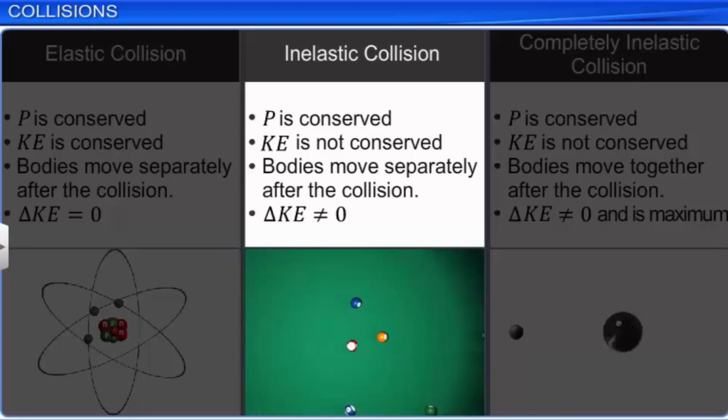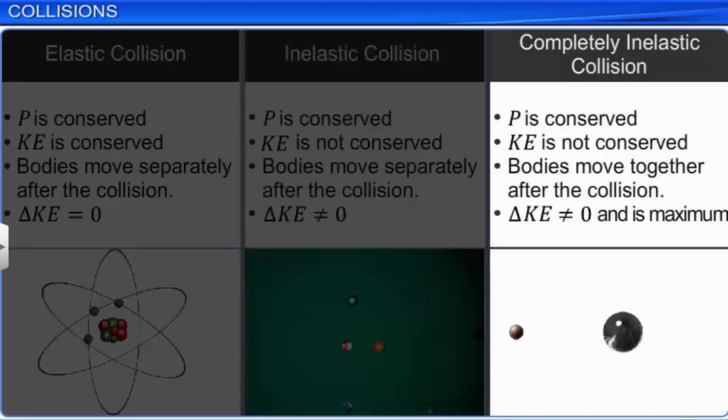In a collision, if only the total momentum of the colliding bodies is conserved and the total kinetic energy is not conserved, and the bodies stick together after the collision, then it is a perfectly inelastic collision. There is a maximum loss of kinetic energy during this collision. This implies that delta KE is maximum. For example, the collision between a clay ball and a metallic ball is a perfectly inelastic collision.